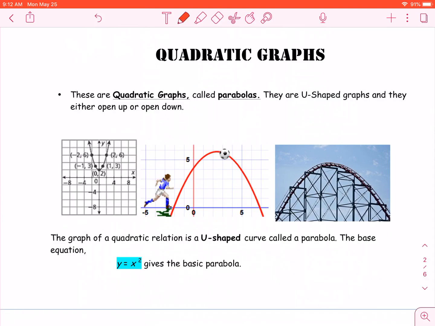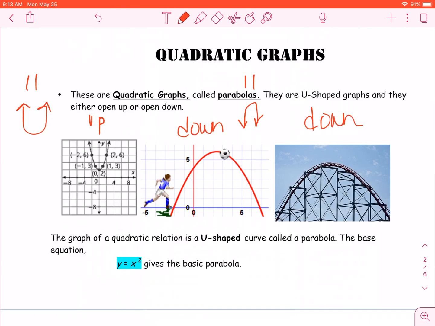So to determine which ones open up or down, this one opens up. It kind of looks like a smiley face when it opens up. And this one opens down. When you're sad, you typically frown, so you open down.